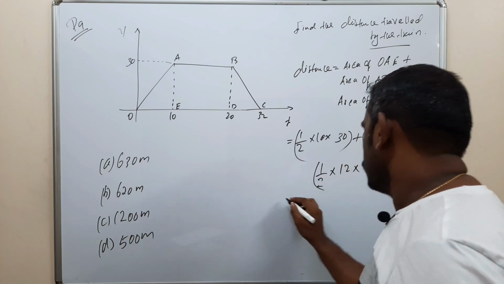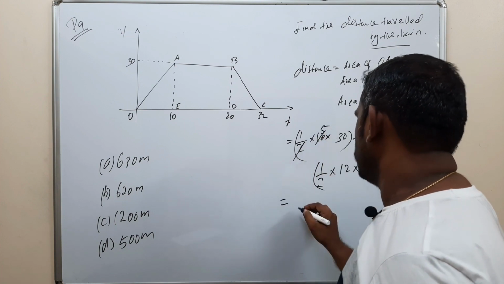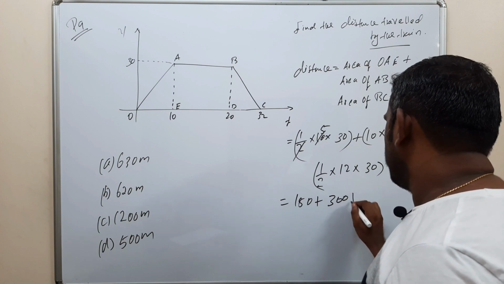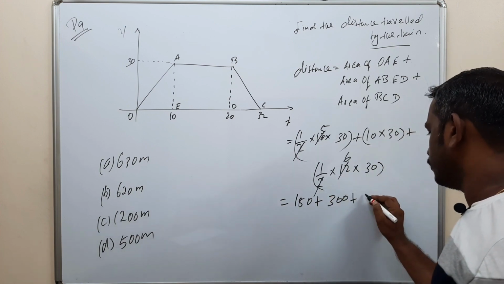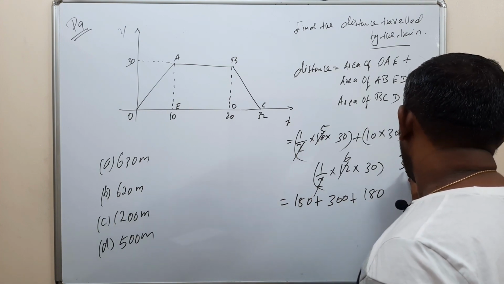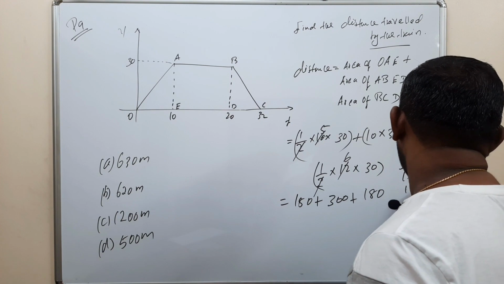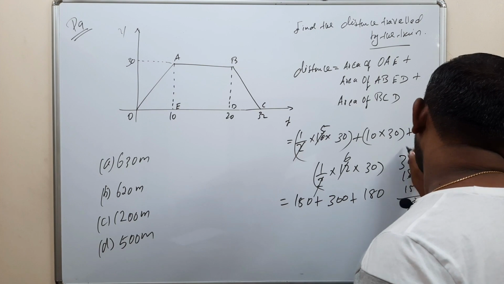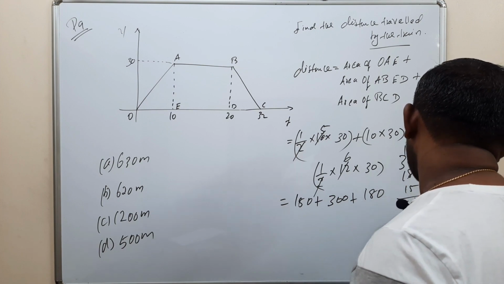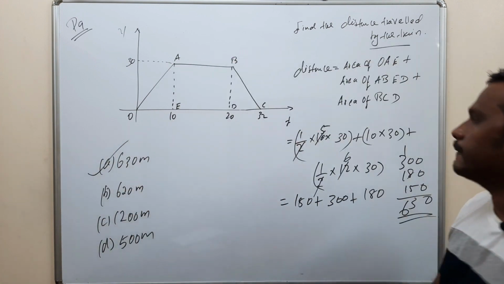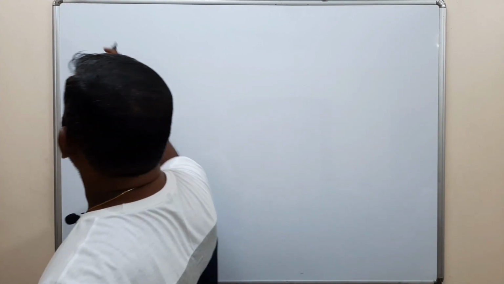So that is 150, plus 10 into 30, that is 300, plus 180. Adding 300, 180 and 150, we get 630 meter. So 630 meter is the answer. So the next is the 10th problem.